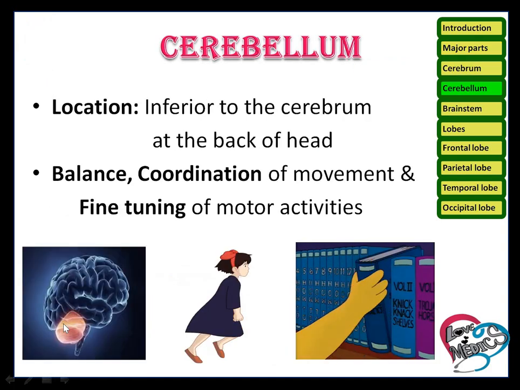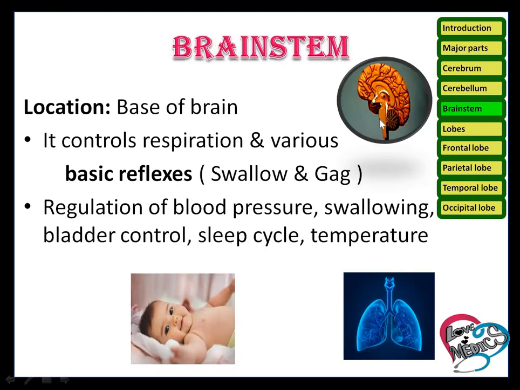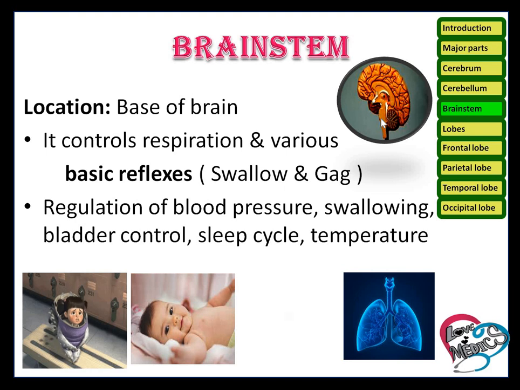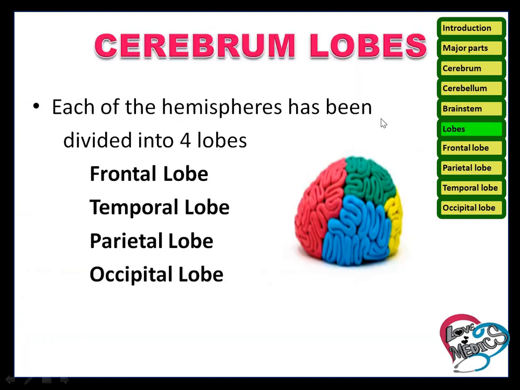Cerebellum. It is located inferior to the cerebrum and at the back of the head. It controls the balance and coordination of movement and fine-tuning of motor activity. Brainstem, it is located at the base of the brain and it controls the respiration and various basic reflexes like swallowing reflex and gag reflex. It regulates the blood pressure, bladder control, swallowing, sleep cycle and temperature.